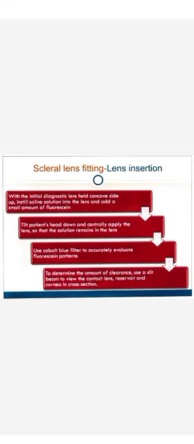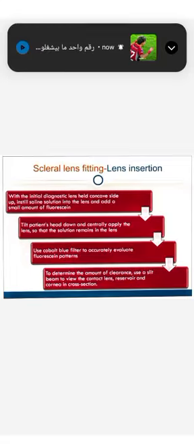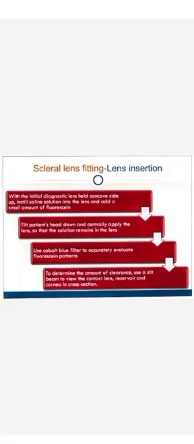Next one, lens insertion. With an initial diagnostic lens, hold the lens concave side up. Instill saline solution into the lens and add a small amount of fluorescein. Tilt the patient's head down and center the lens so the solution remains in the lens. Use a cobalt blue filter for accurate evaluation of fluorescein patterning. To determine the amount of clearance, use the slit beam to view the contact lens reservoir and cornea in cross section.